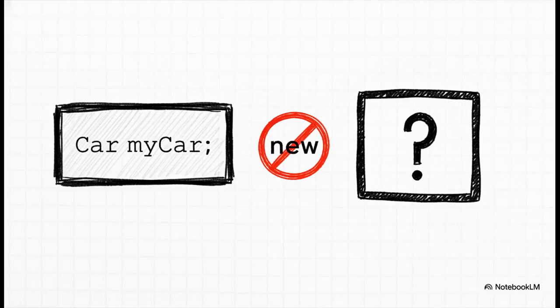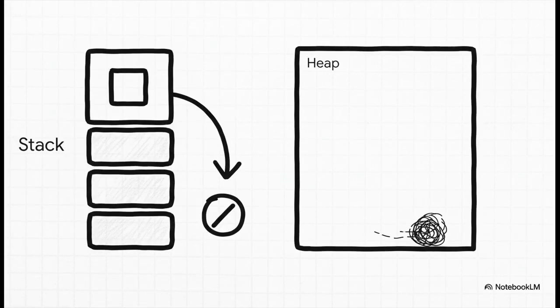Car myCar. That's it. Notice what's missing. There's no new keyword. All we're doing here is telling Java, hey, I need a variable, a little box, that can hold a reference to a car object later on. And here's what happens. Instantly, a tiny piece of memory is set aside on the super fast stack. It's a little slot labeled myCar, but right now it's empty. It points to absolutely nothing, or null. The giant heap warehouse, it's completely unaware. Nothing has happened there yet.